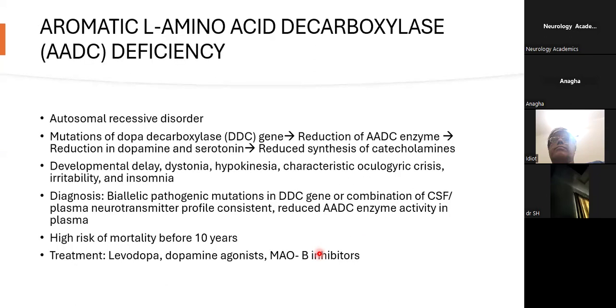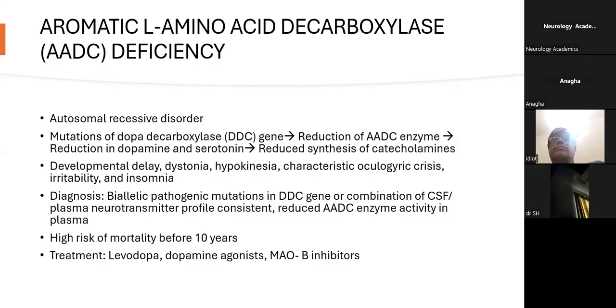The next disease is aromatic amino acid decarboxylase deficiency. This is an autosomal recessive disorder. Here there are mutations of the DOPA decarboxylase gene resulting in reduced AADC enzyme level, leading to reduction in dopamine and serotonin, ultimately resulting in reduced synthesis of catecholamines. The patients manifest with developmental delay, dystonia, hypokinesia, characteristic oculogyric crises, irritability, and insomnia.